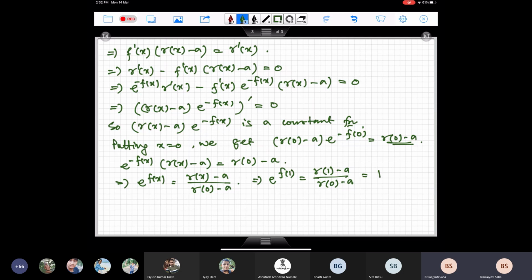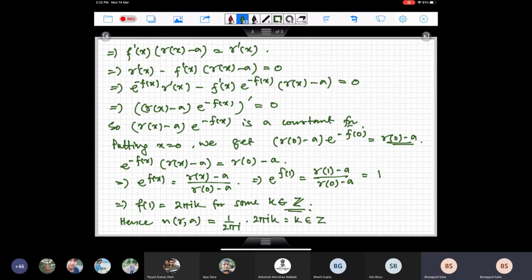So that means e power f of 1 is equal to 1, and we have seen in the case of the exponential that the only kind of solutions I can get is f of 1 is 2 pi i k for some k in Z. Okay, so this shows hence n gamma a is 1 over 2 pi i into 2 pi i k, which is equal to k, which is in Z.